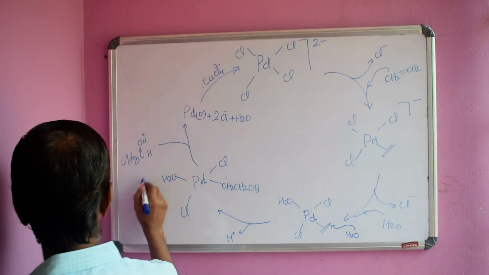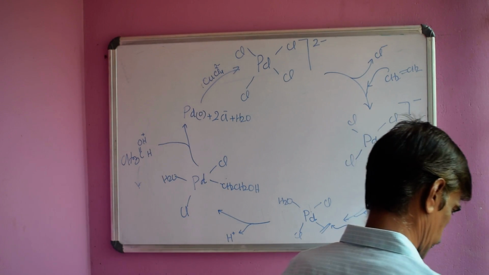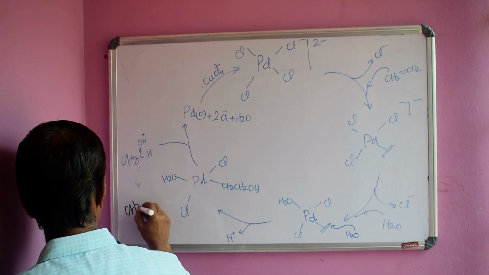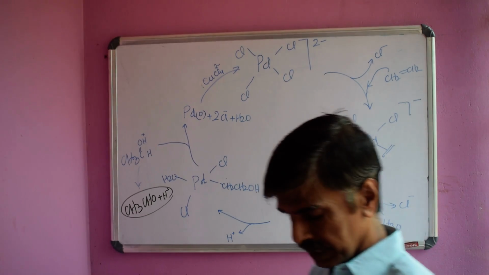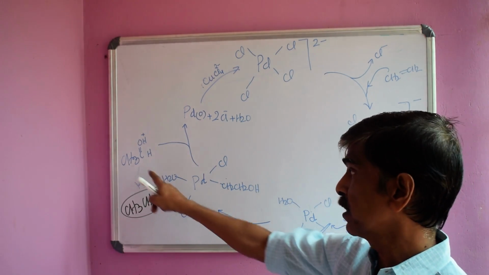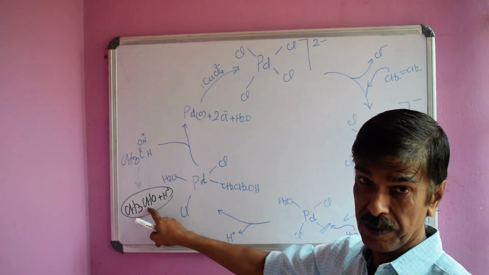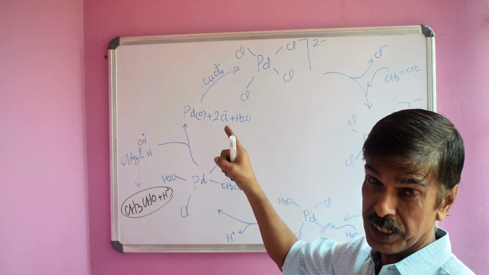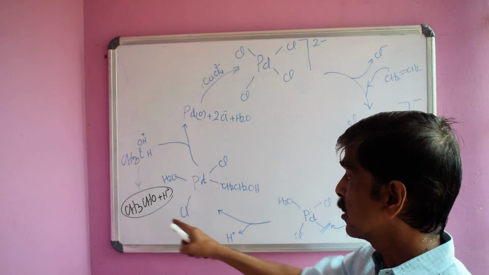CH3CHOH is converted into CH3CHO plus H plus. H plus is released and this is the product formed. What a product! The reaction: CH2=CH2, that is ethene, plus half O2, oxygen entering, and the product is formed.